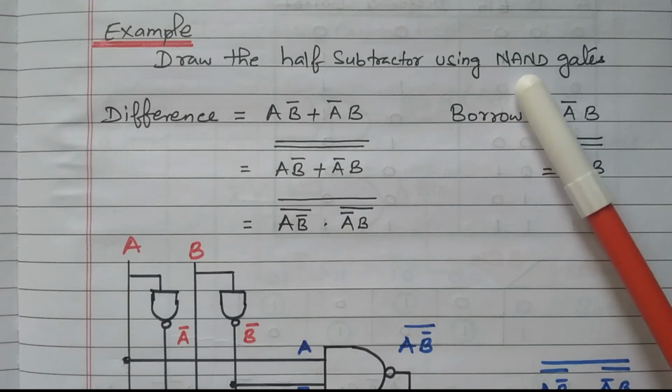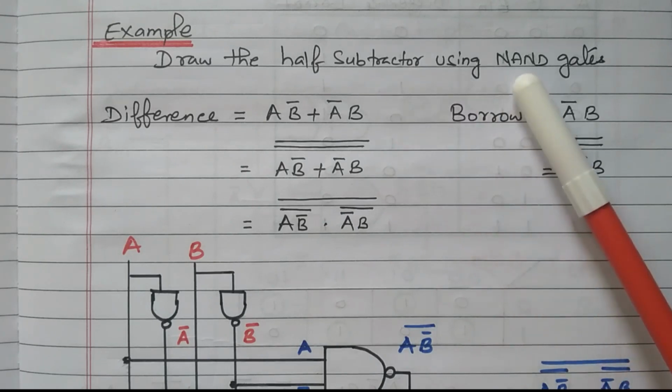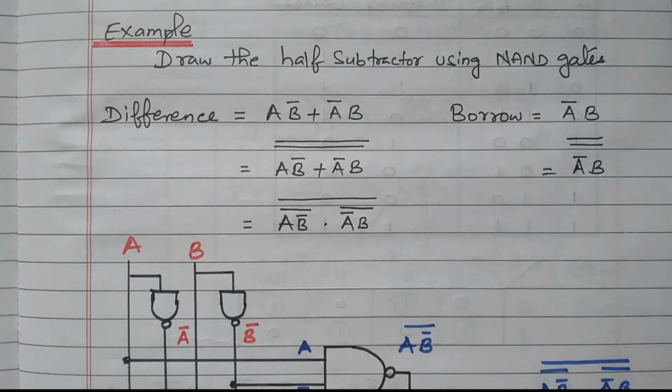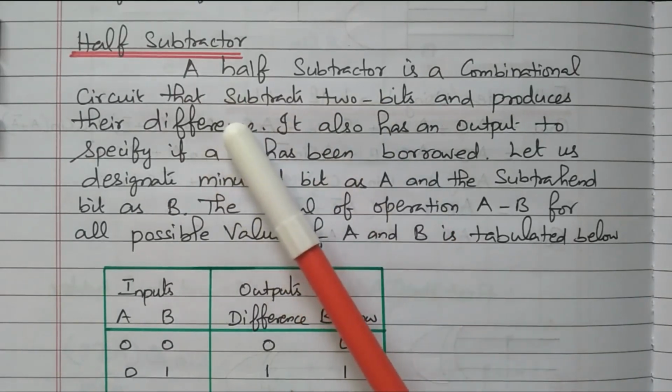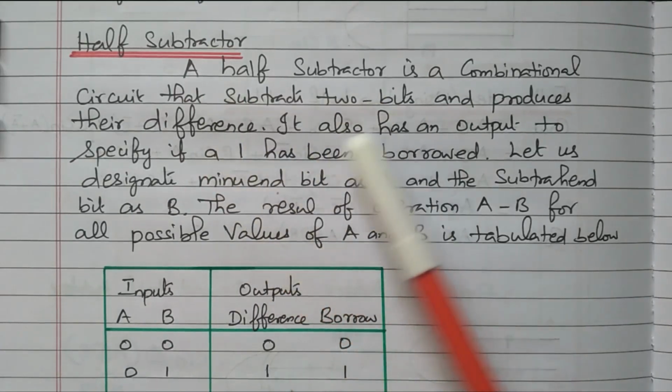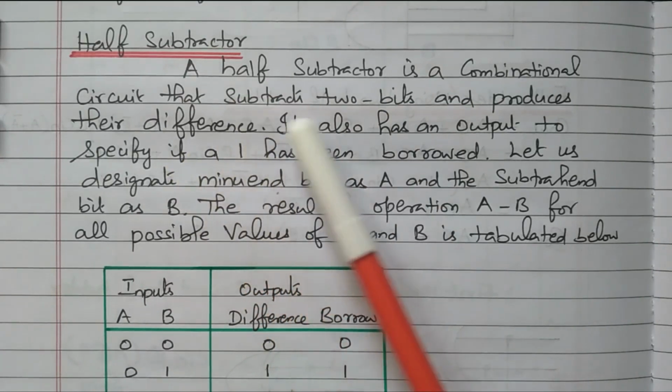Before going to the NAND gate logic, we'll see what the half subtractor is. Then we'll go for the construction of the half subtractor using the NAND gate. So a half subtractor is a combinational circuit that subtracts 2 bits and produces the difference, right? So the half subtractor will perform subtraction of 2 bits.